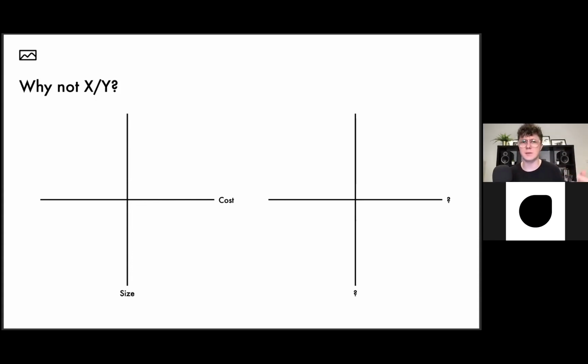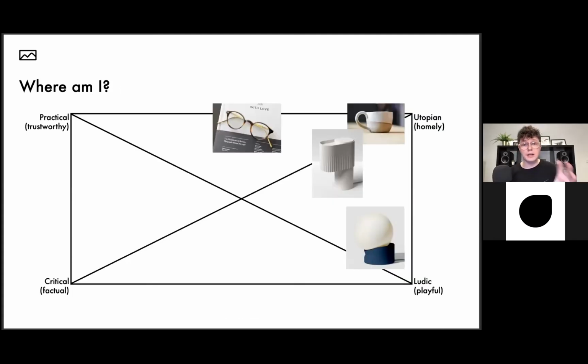They're arbitrary sometimes, arbitrary values on the X and Y. But what you can do is then go back in, once you have your semiotic graph with the practical, utopian, critical, and ludic, and you can see where your designs fit in that market. And I've placed my designs that I've got out here. These are the designs that I own to my name.